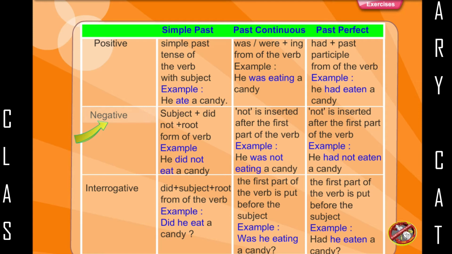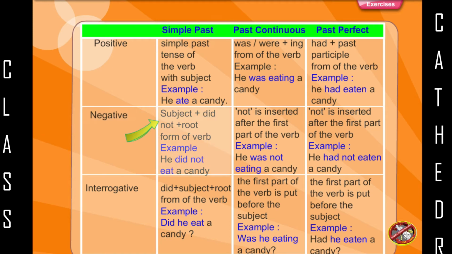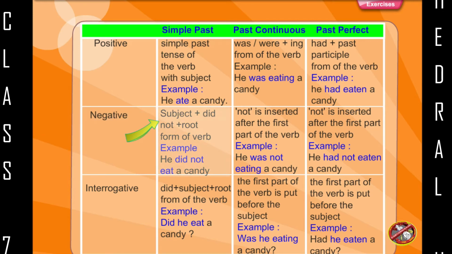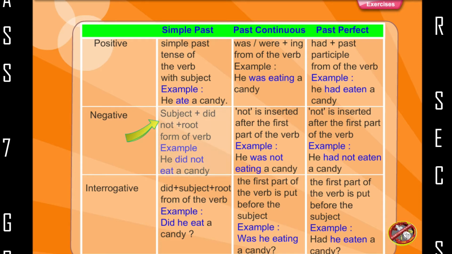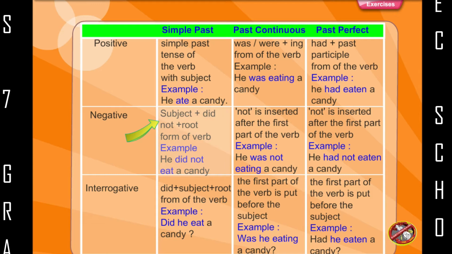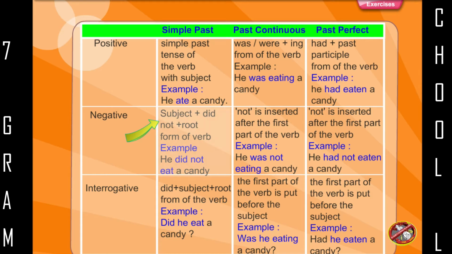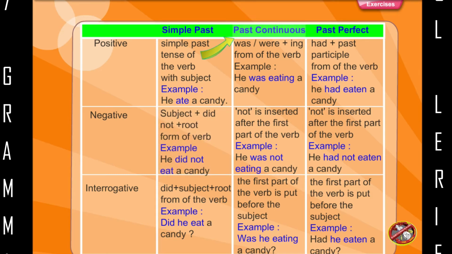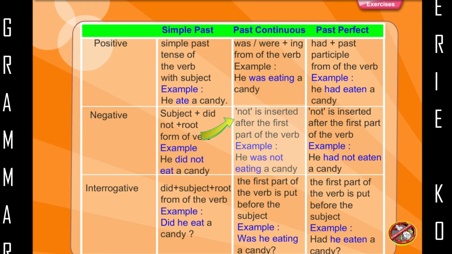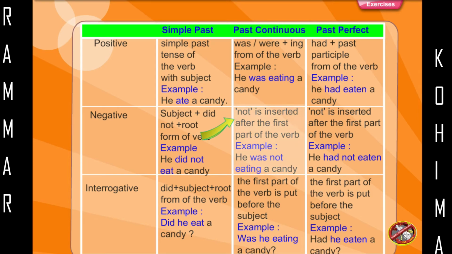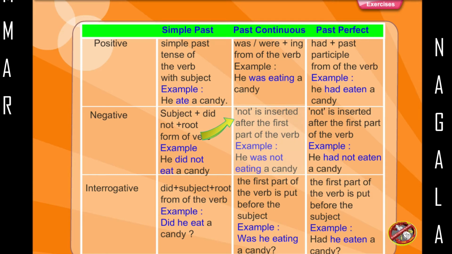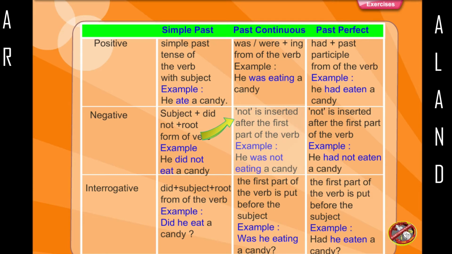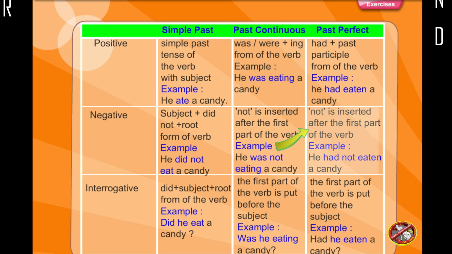Negative. Simple past: subject plus did not plus the root form of the verb. Example: He did not eat a candy. Past continuous: not is inserted after the first part of the verb. Example: He was not eating a candy. Past perfect: not is inserted after the first part of the verb.